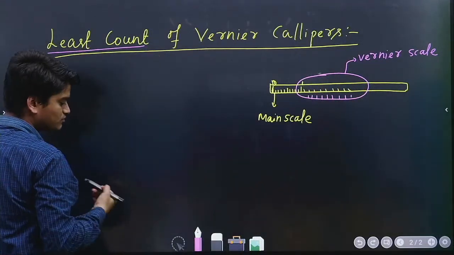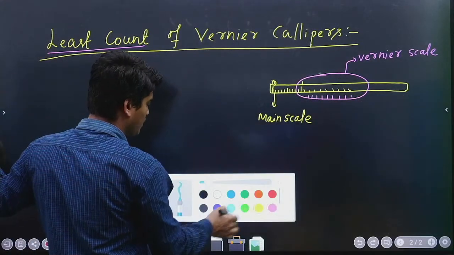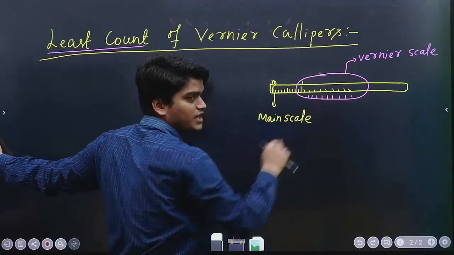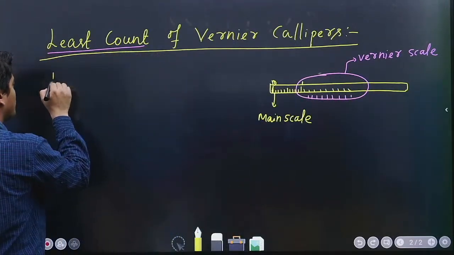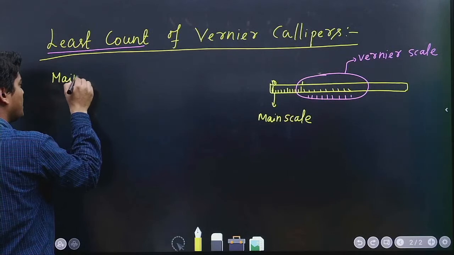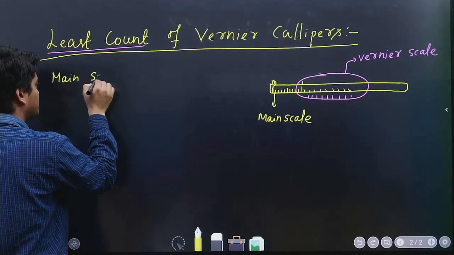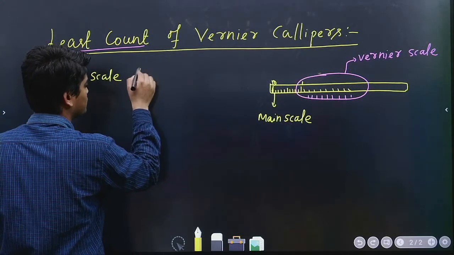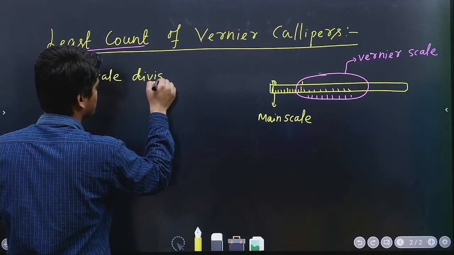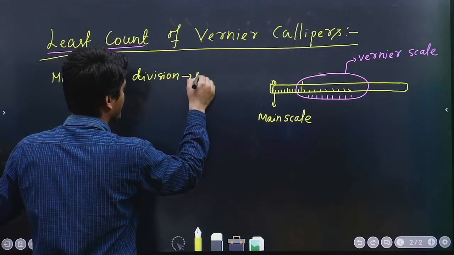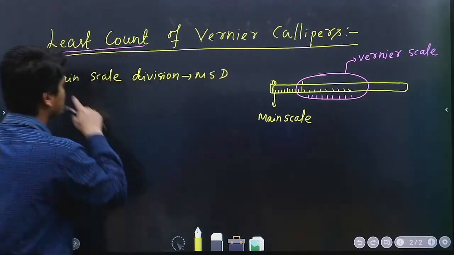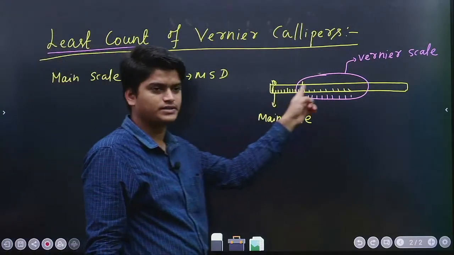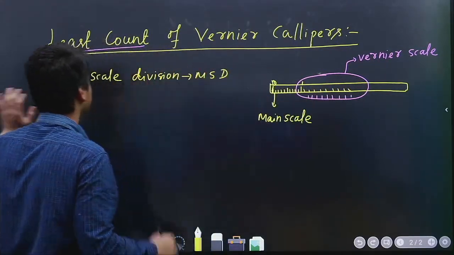Now the first thing you have to find is the least count. To find the least count, first see what I am taking. I considered one main scale and I took some divisions, right? I divided it into many parts. So I'll call it main scale division, that is MSD. Main scale division. Yes or no? Because I divided it into many parts. That's why I'm calling it main scale division.